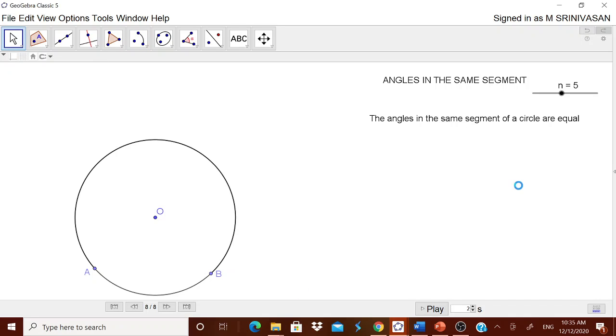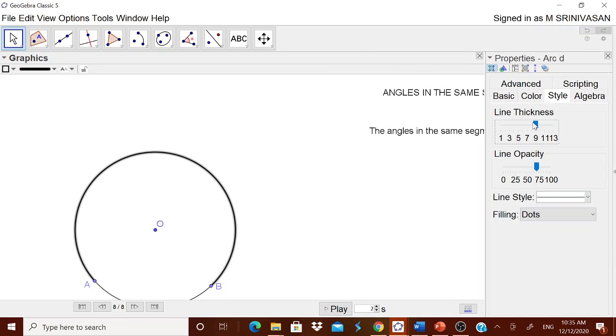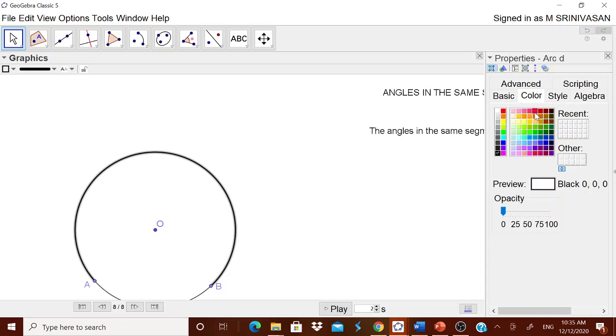Circular arc has got object properties. Go to it. Then you can have a style of it. You can have the line thickness a little bit, and you can have a color to it also as red. Now you can increase the opacity a little bit. You see, you are showing the segment to the children perfectly.